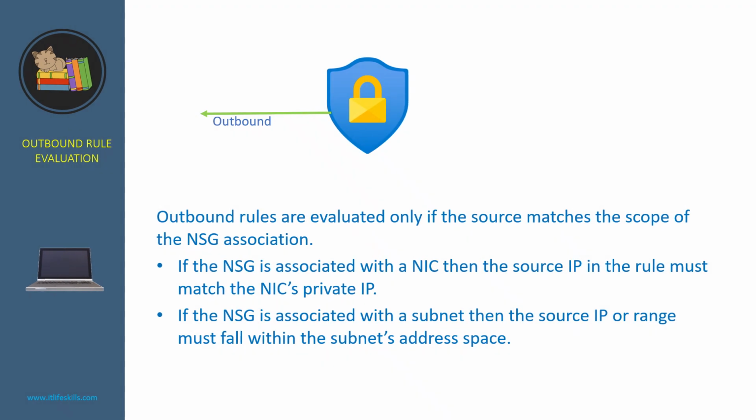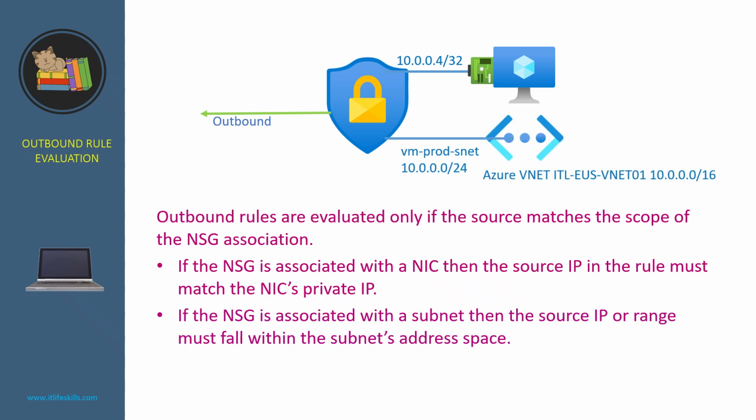To configure outbound rules correctly, we need to understand outbound rule evaluation. As you know, outbound rules are evaluated only if the source matches the scope of the NSG association. What does this mean? It means if the NSG is associated with a NIC, then the source IP in the rule must match the NIC's private IP. And if the NSG is associated with a subnet, then the source IP or range must fall within the subnet's address space.